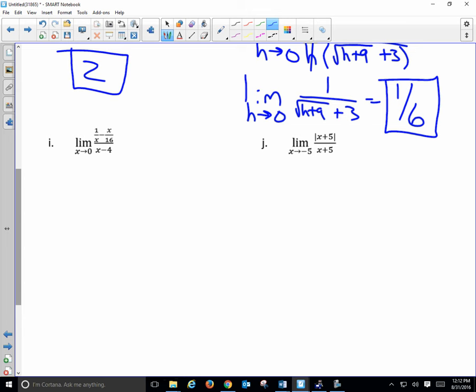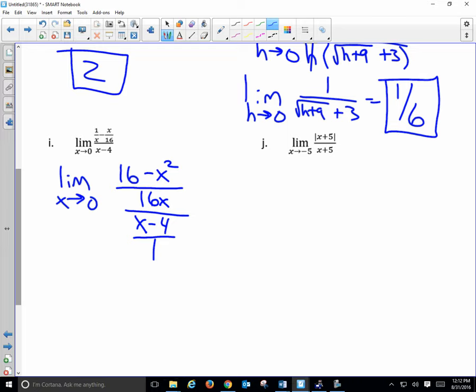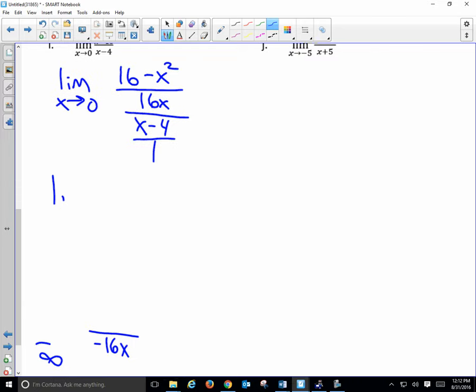Okay, can I plug in 0 here? I can't, because I get 1 over 0. I get negative 4 in the denominator, but I get 0 here. Maybe something will cancel if I reduce this complex fraction. So we'll have the limit as x goes to 0. I should multiply the top and bottom of this by 16x. Top and bottom by 16x over x minus 4 over 1. Complex fraction. How do I simplify a complex fraction? Multiply by reciprocal. I will also factor the top there, 4 minus x times 4 plus x over 16x. And when I multiply by reciprocal, I get 1 over x minus 4.